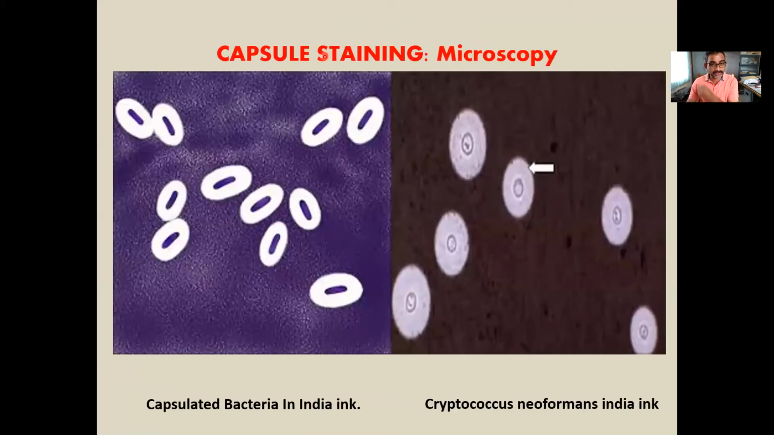When you observe under microscope, see here. This is a crystal violet stained bacterial cell wall. And this is the capsule. It has not taken any stain and the background is stained with nigrosin. So here the cell wall is stained, the background is stained. So this is the capsule. This is with Indian ink or nigrosin, and this is a Cryptococcus yeast, which is stained like this.